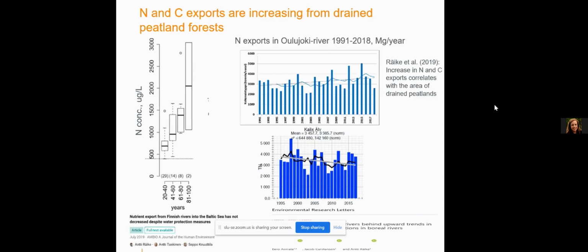And what is interesting here is that at the same time as we see increasing nitrogen exports in Finnish rivers discharging into the Ostrobothnian Sea, there are decreased exports in Sweden. So this tells us that these increases are probably not very much related to, for example, climatic warming, but these differences must somehow be linked to, for example, differences in land use between Finland and Sweden. Probably in Finland, most of the peatlands around the Ostrobothnian area had been drained, but not so much in Sweden.